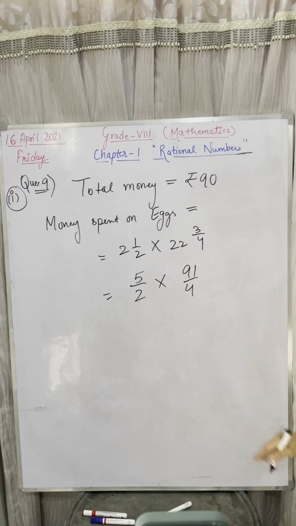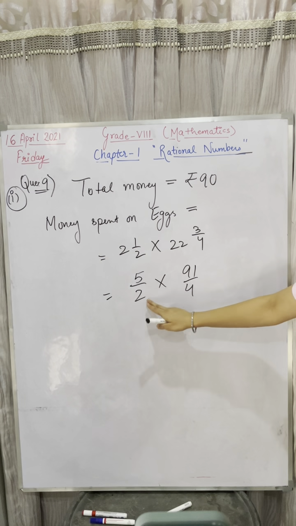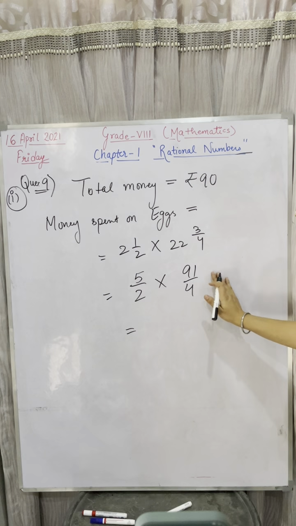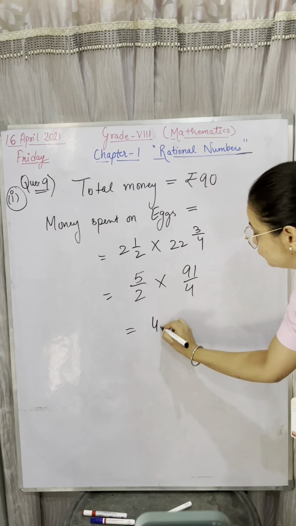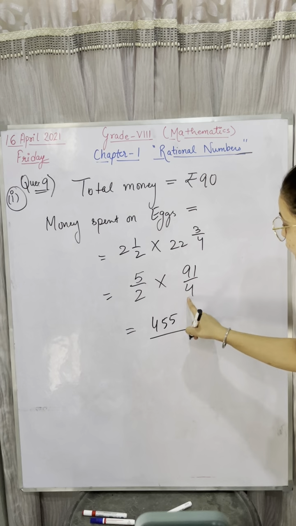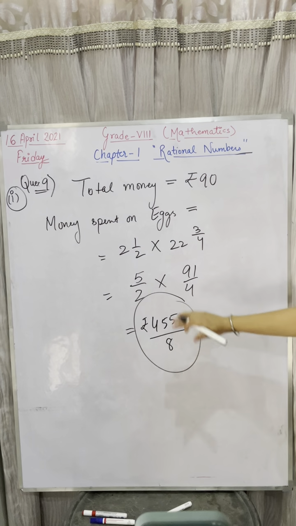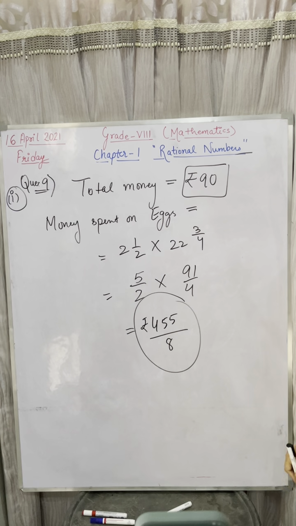Any doubt? Okay, now can we cancel anything? 5, 2, 5, 4, 91, 2, 91, 4. No, we can't cancel. So please multiply. 91 into 5, multiply it quickly. Yes, 455 divided by 8, since 4 2s are 8. So this much money he has spent on eggs, and this much money he was having in total.